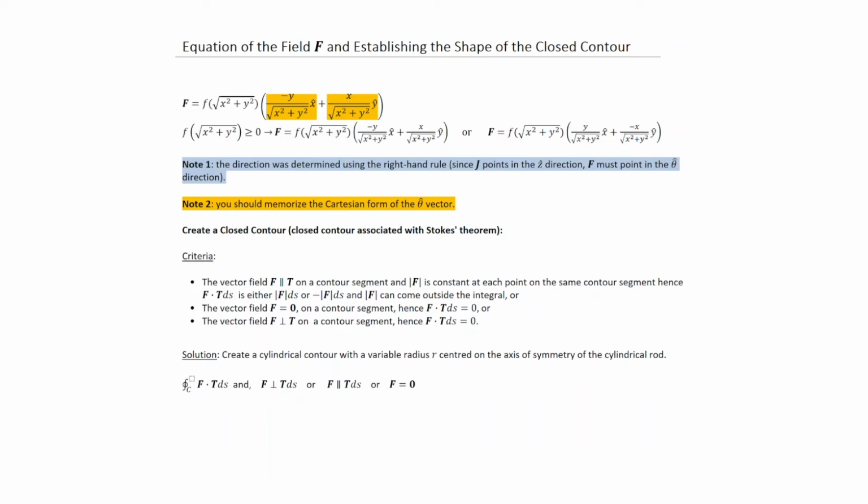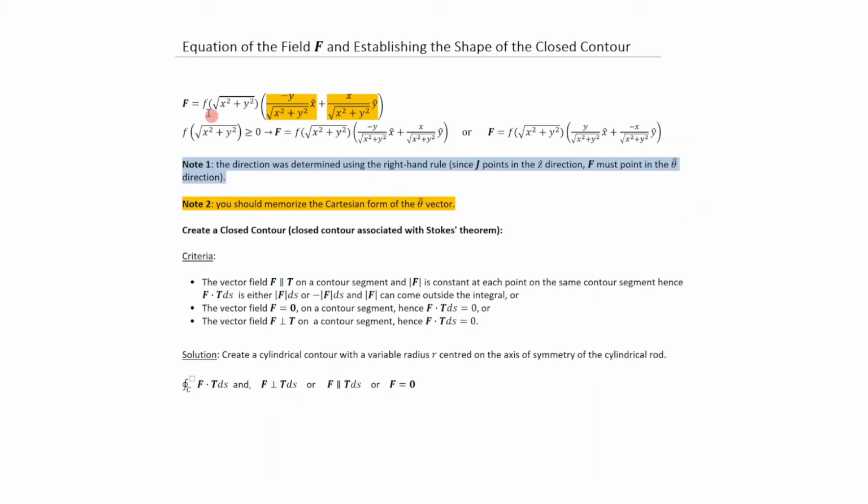All right, so now that we have set the groundwork in place, we can basically determine the equation of the field F, and we can establish the shape of the closed contour. So we know that F has circumferential symmetry. That means the field lines form closed circles, and that the field depends on the radius. In other words, how far you are out from the axis of symmetry.